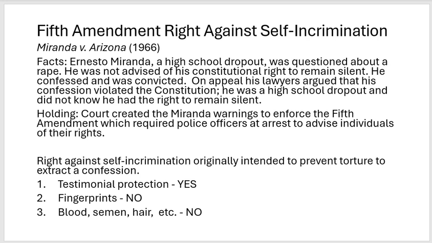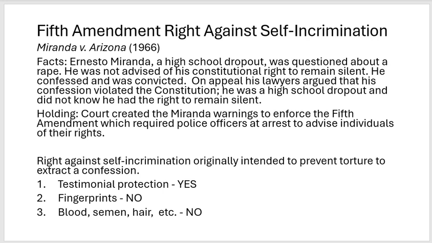And so they went and arrested Ernesto Miranda. While they were arresting him, they never advised him that he had a constitutional right to remain silent. He was a high school dropout. And so he didn't know he had a Fifth Amendment right and he had the right to remain silent. He confessed to the crime and obviously then was convicted. So on appeal to this conviction, his lawyer argued that his interrogation had violated the Constitution because he was a high school dropout. He just didn't know he had the right to remain silent. And so this case went all the way up to the Supreme Court.